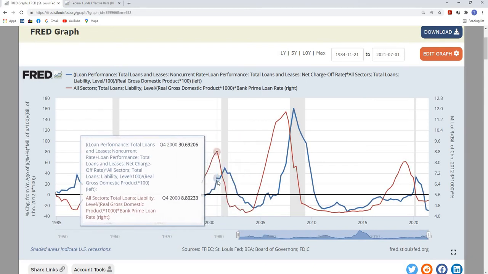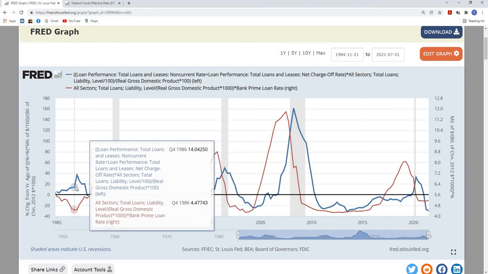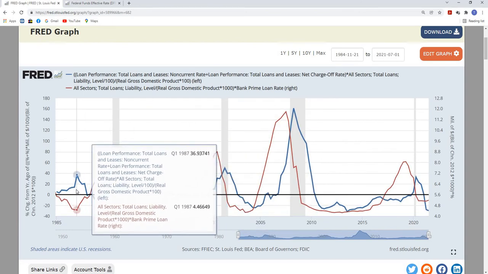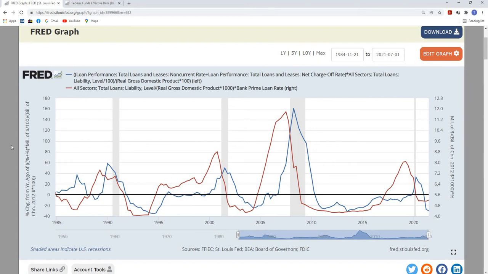Okay. Now, the red line here is a model that I created to predict the rise in defaults and delinquencies on loans. So the red line is the total debt in the economy pushed against the real GDP and multiplied by what is called the bank prime loan rate. That's the interest rate that banks charge for their best customers. And that bank prime loan rate is tied to the federal funds rate. In history's times past, it has been the federal funds rate plus 2%. Now it is the federal funds rate plus 3%.